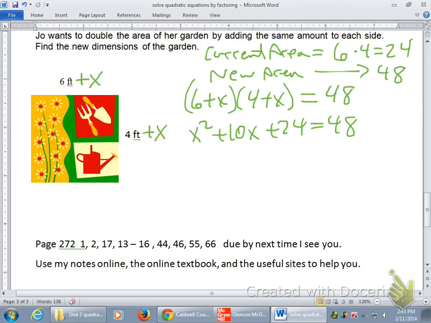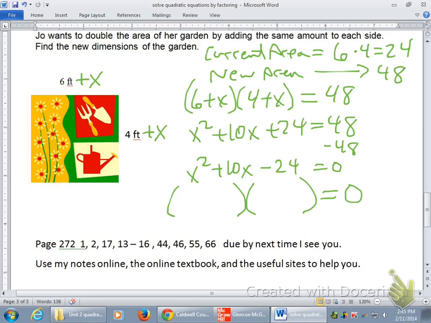Am I ready to solve? No. What has to happen here? Okay, that's got to be 0, so I take out the 48, and that gives me x squared plus 10x minus 24 equals 0. And I believe this one is factorable. What multiplies to give you negative 24, but at the same time adds to give you 10? Positive 12 and negative 2. I agree with you.